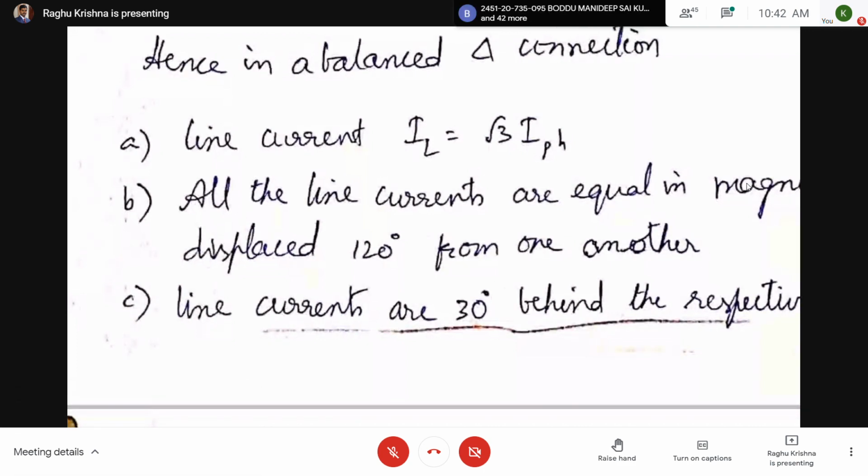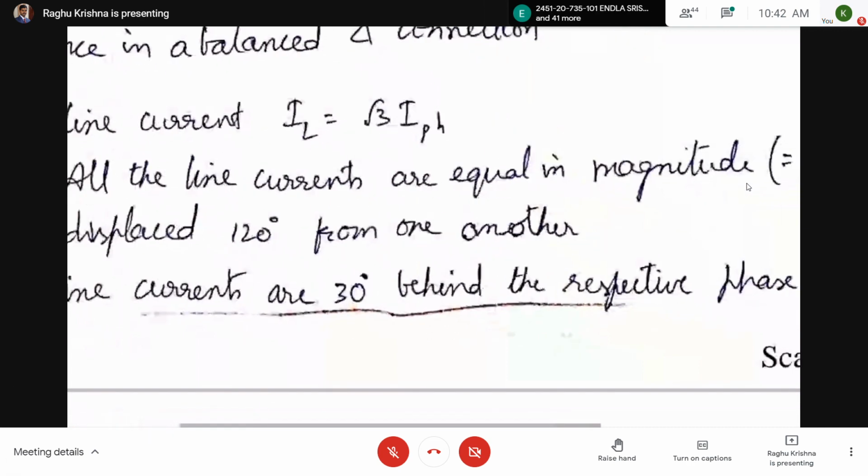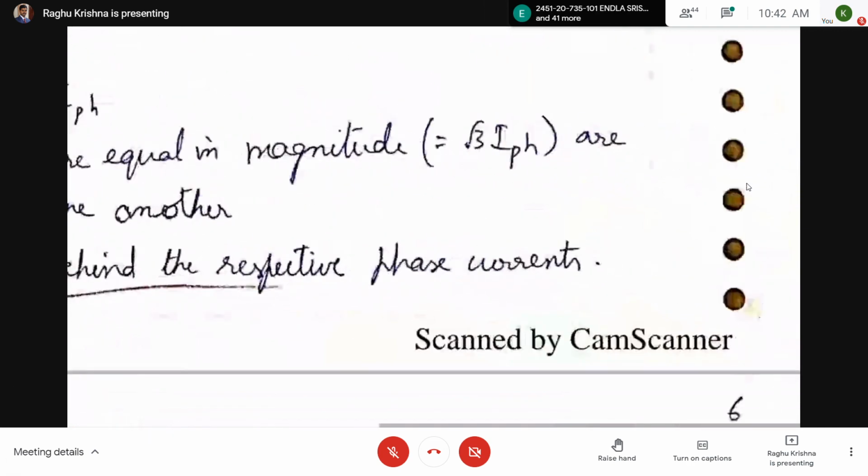If you see point C, this is very important. The line currents are 30 degrees behind their respective phase currents.